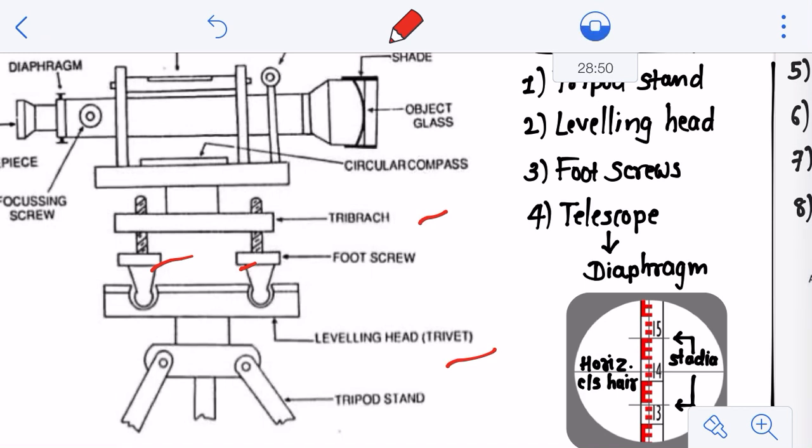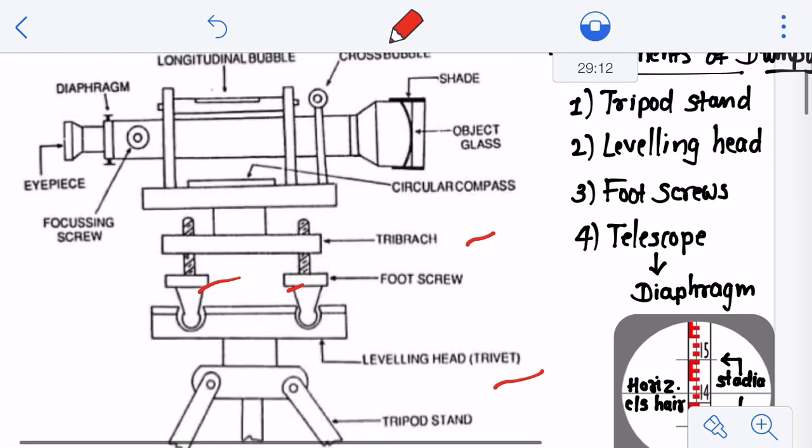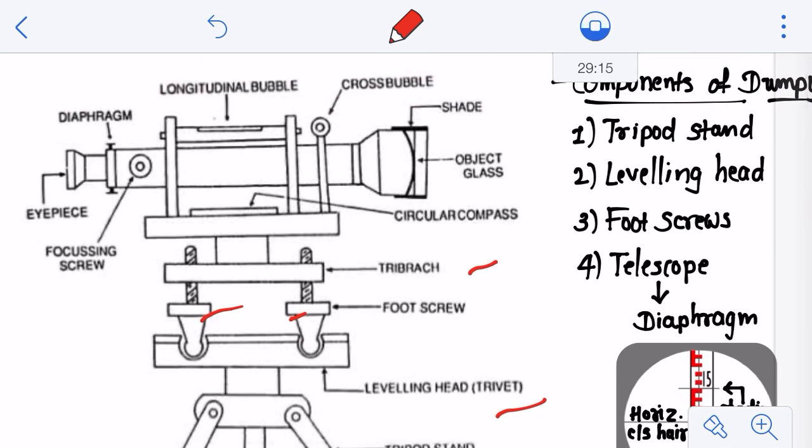You can see here this tribrach and the leveling head, right? So what do these foot screws have to do? These three foot screws are provided between the trivet and tribrach, and they are used for leveling, and by turning the foot screws the tribrach can be raised or lowered to bring the bubble to the center of its run. What does it mean? You can see here there are two bubble tubes. One is a cross bubble and another is a longitudinal bubble.